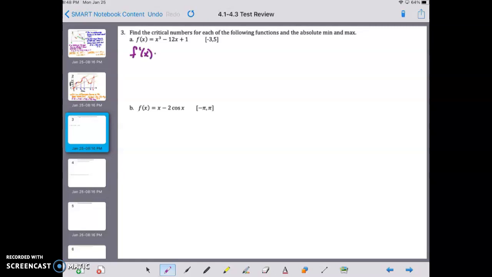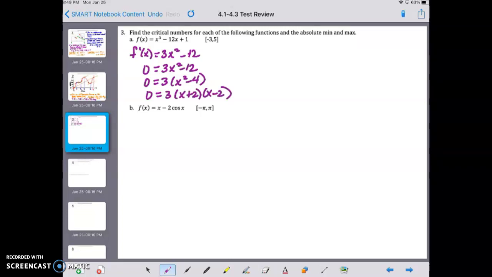So f prime of x is equal to 3x squared minus 12. And then we want to set that equal to 0 and solve for x in order to determine the critical values of the function. So 0 is equal to 3x squared minus 12. I can certainly factor out a GCF of 3 here. Then I will have x squared minus 4. And then I can factor x squared minus 4 into x plus 2 and x minus 2.